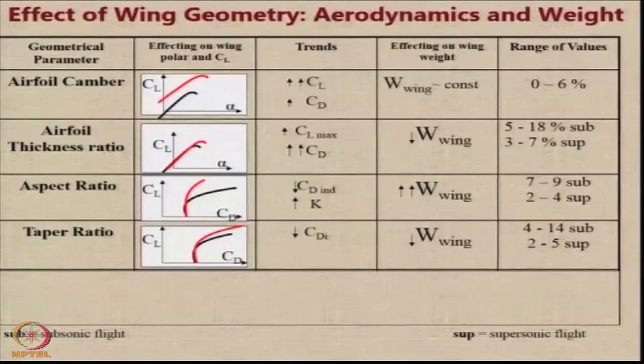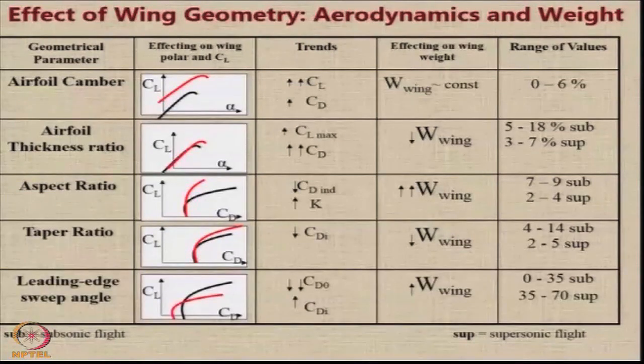So, the recommended value of aspect ratio is between 7 to 9 or maybe 10 for subsonic aircraft, except those which are designed for very long endurance. And for supersonic aircraft, the value recommended is between 2 and 4. Taper ratio is another parameter that is very important in reducing both the weight of the wing as well as the induced drag of the aircraft. However, giving large taper is going to create a problem with the lift distribution. So, the taper ratio generally is between 4 to 14 for subsonic aircraft and 2 to 5 for supersonic aircraft.